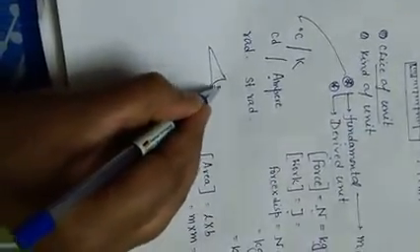Okay, what is this solid angle? This is an angle, we know. This is an angle. So if this is like a cone, then the angle inside it, which is in a 3D form, that is the solid angle. Okay.